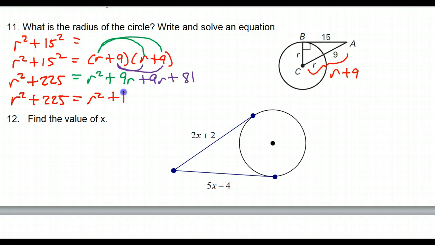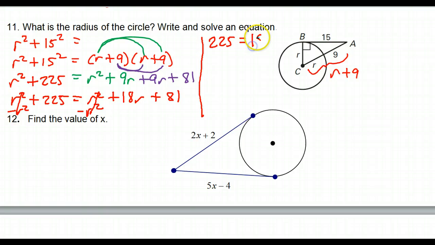9 plus 9, so that's going to be 18r plus 81. Now I can subtract r squared from both sides, and those are going to just cancel each other out. So let's see what we have now. So that's 225 is equal to 18r plus 81.